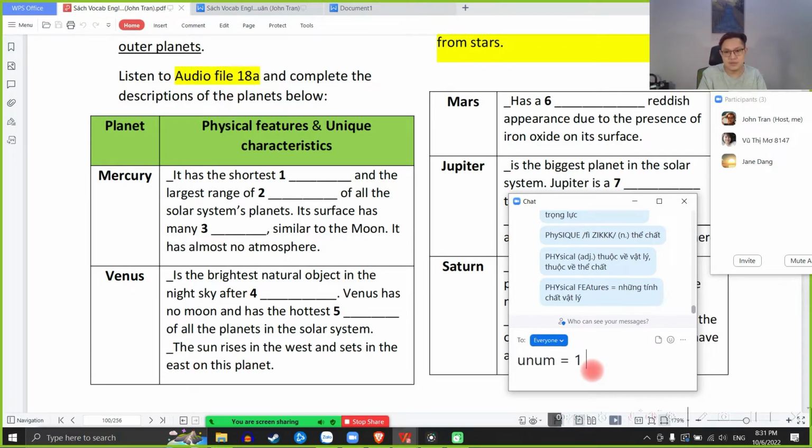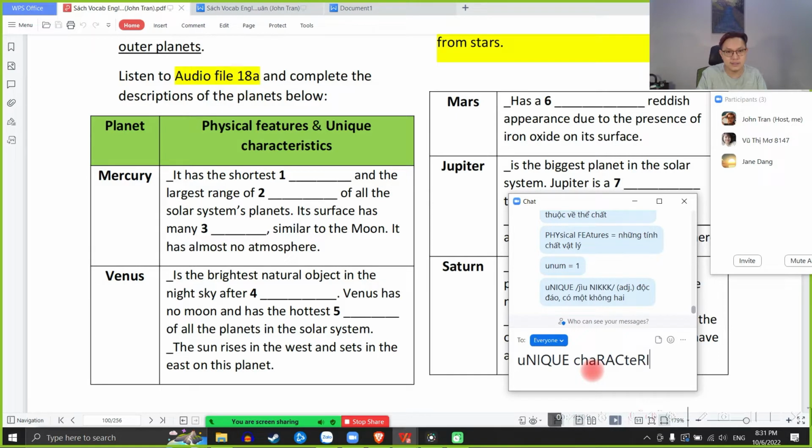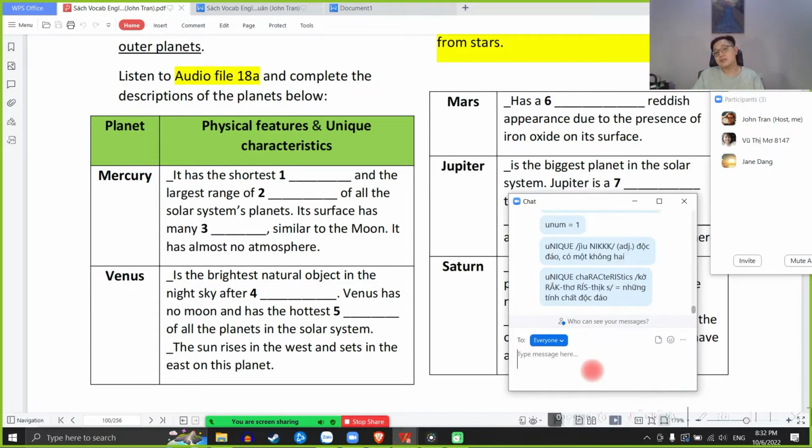So we have the word unum is number 1 in Latin. Tiếng Latin unum, uno, unum số 1. So unique. Unique means có 1 không 2. Độc đáo. Có 1 không 2. Độc đáo. So unique characteristics. Characteristic. Unique characteristic. Những tính chất độc đáo của nó, tức là nó chỉ có mình nó có cái tính chất đó thôi. So unique characteristic means you cannot find that characteristic anywhere else.